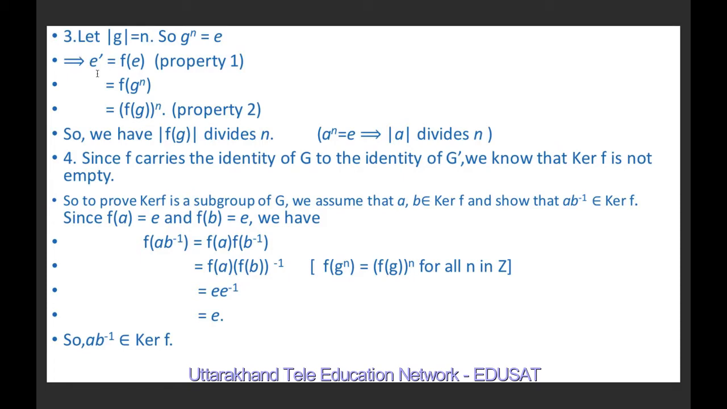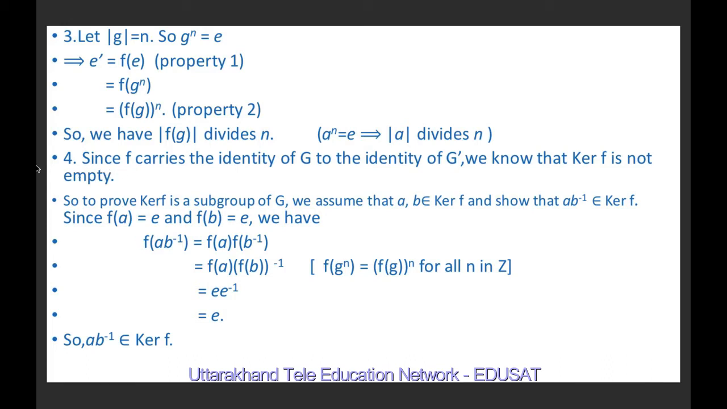So this implies E' is equal to f(E), because we have proved in property 1 that f carries the identity element of G to G'. But E is nothing but g^n. So f of g^n, and this is equal to f(g)^n. In property 2, we have proved that f of g raised to n is equal to f(g) raised to n for all integers. So it means the order of f(g) divides n.